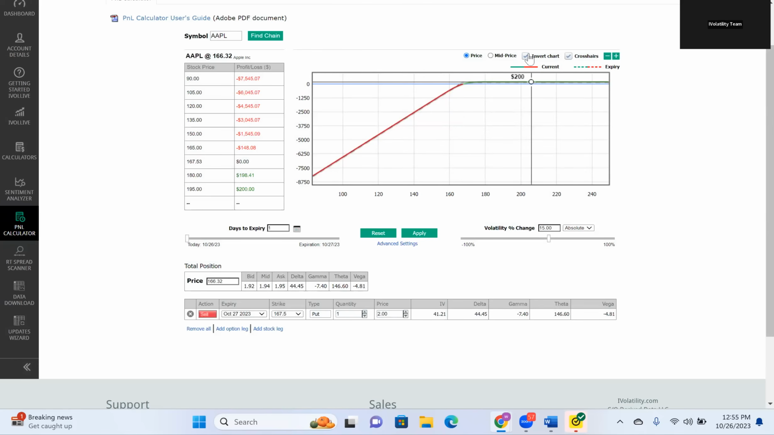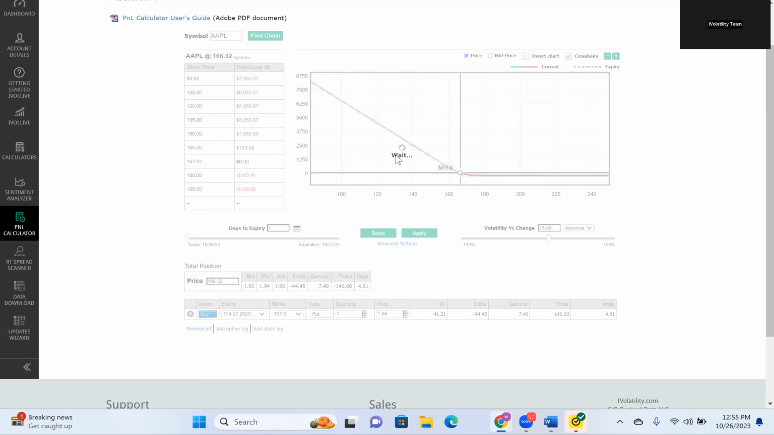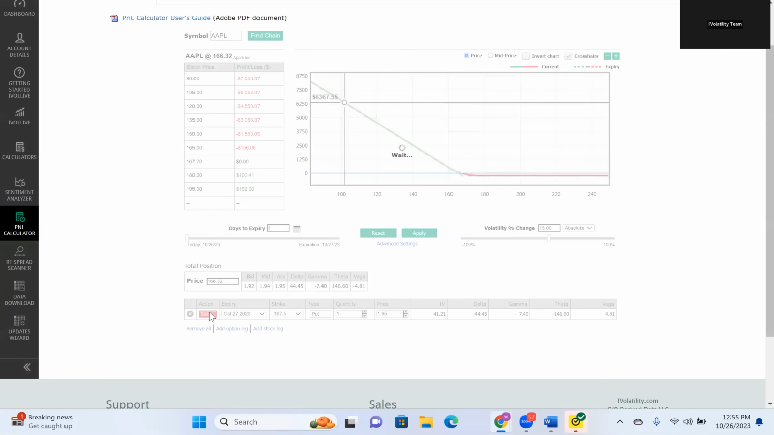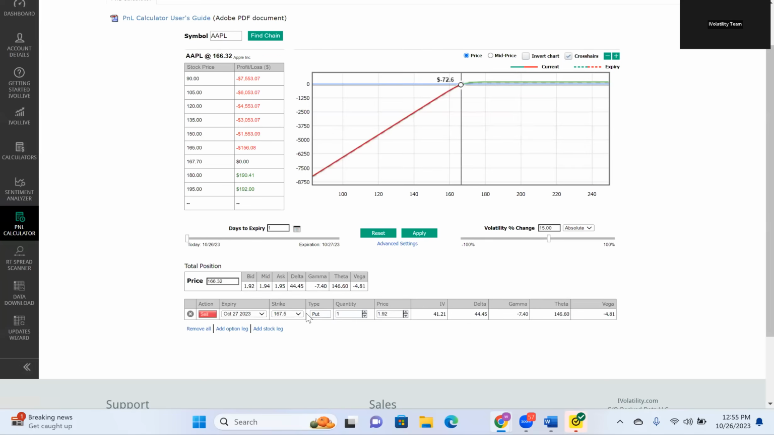You can also change your thesis. So if you wanted to do really the opposite of what your original intention was, you can invert this. And now we're buying the put, so we're profitable if the share price goes down. You could also do that here, buy and sell. So this is the trade we had in mind.